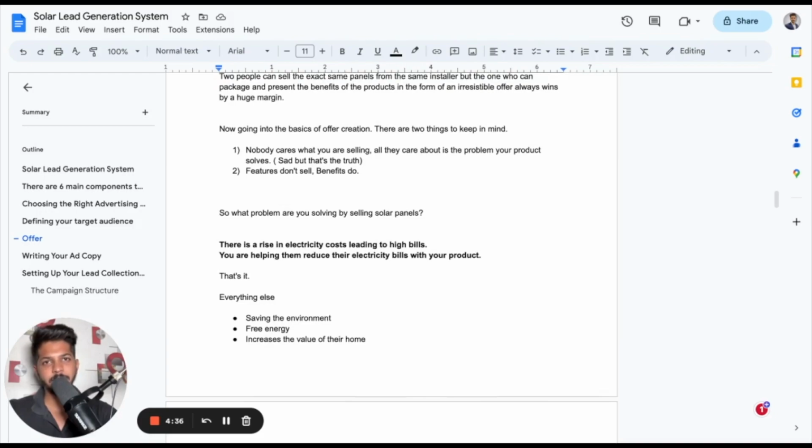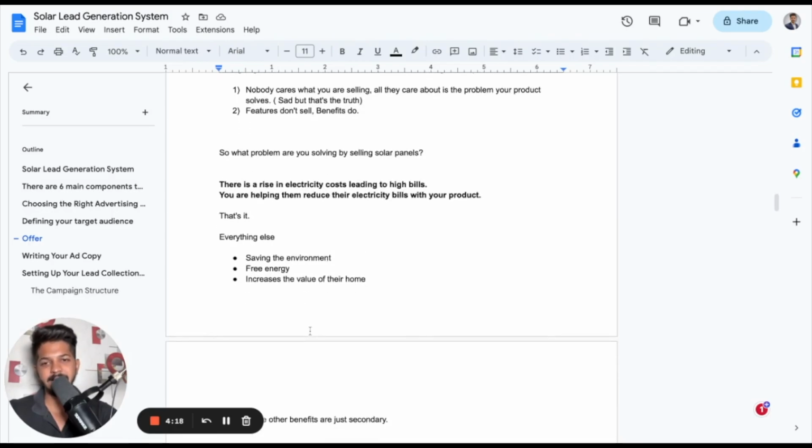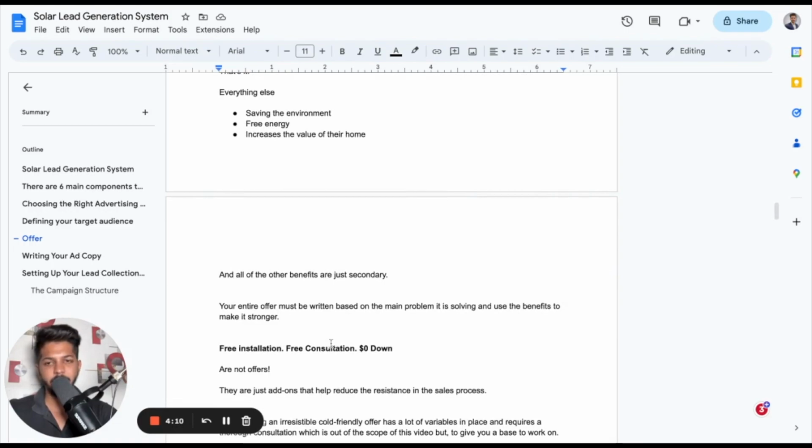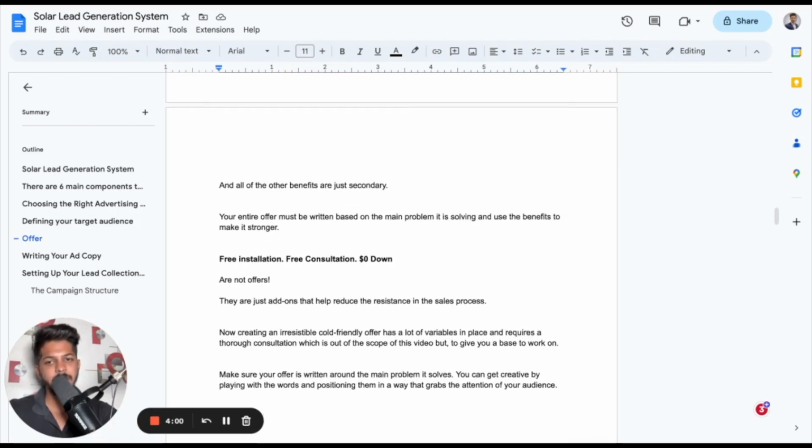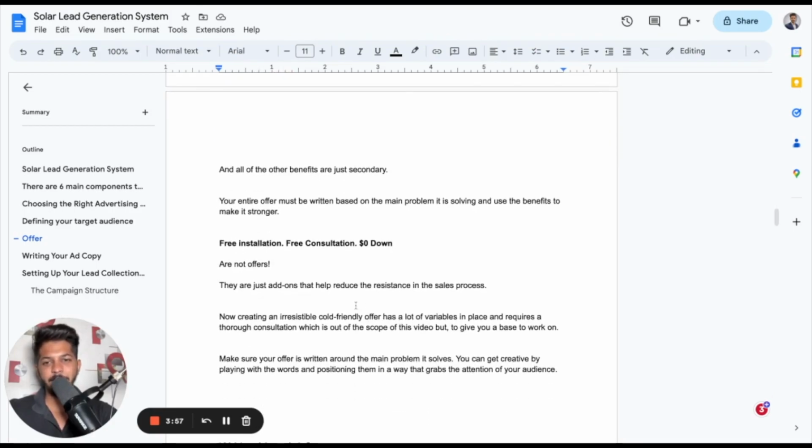So, what problem are you solving by selling solar panels? There's a rise in the electricity cost leading to high bills. You're helping homeowners reduce their electricity bill with your product. That's it. Everything else, saving the environment, free energy, increase in the value of their home, all the other benefits are just secondary. Your entire offer must be written around the main problem it is solving and use the benefits to make it stronger. Free installation, free consultation, zero down are not offers and they're just add ons that will help reduce the resistance in the sales process.